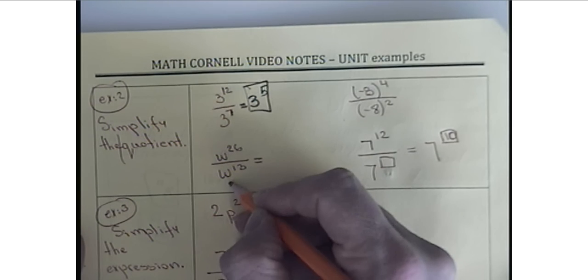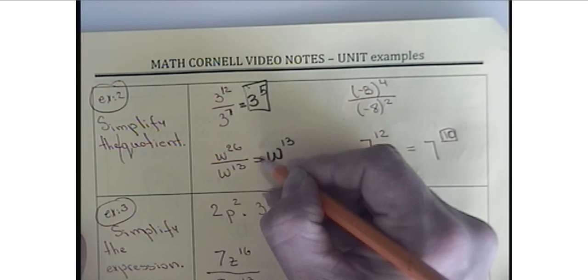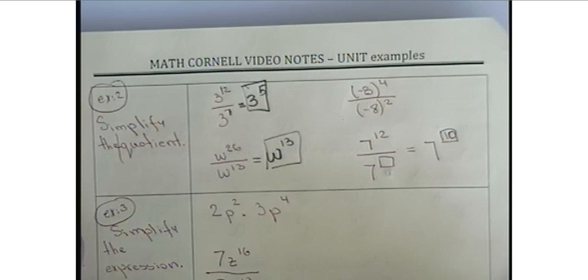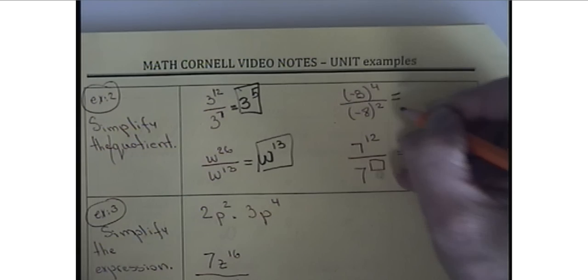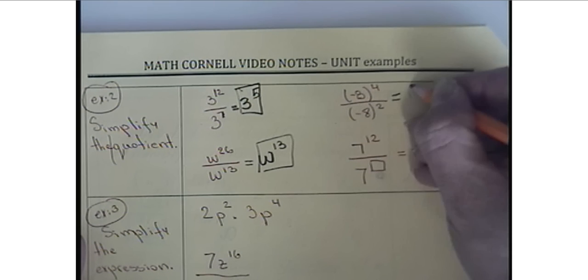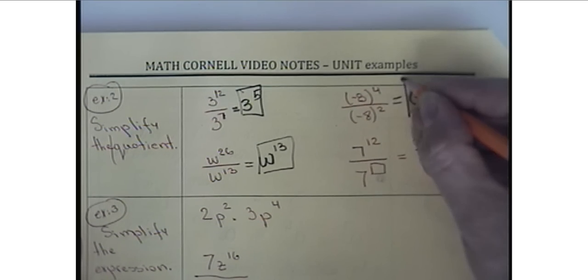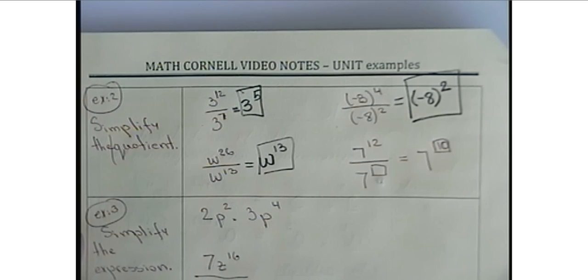Down here I have w to the 26th over w to the 13th. So w will be equal to 26 minus 13, which is just 13. Okay, one more. We have negative 8 to the 4th over negative 8 to the 2nd. So negative 8 will be my base, and 4 minus 2 will give us 2. Negative 8 to the 2nd is the answer here.